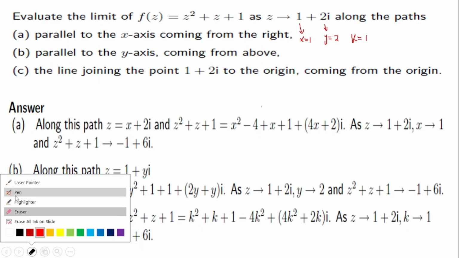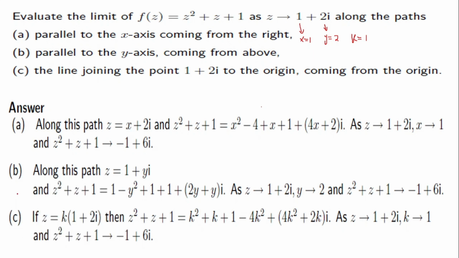And I think it's interesting. Evaluate the limit of this function as z goes towards 1 plus 2i along the path A, parallel to the x axis, as coming from the right. You are going to plot it for me. B, parallel to the y axis, coming from above. I plotted, okay, I did it for you.